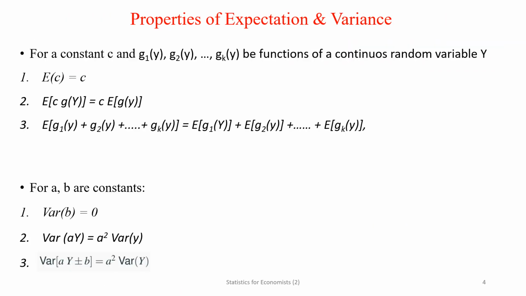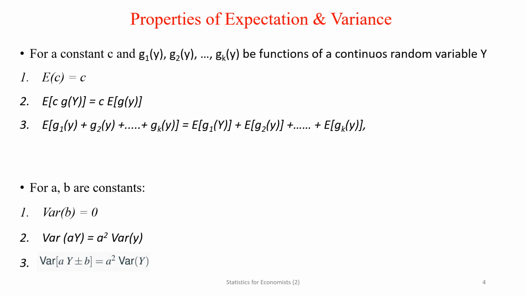The properties of expectation and variance in the case of continuous variables are the same as the properties in the case of discrete random variables. Here, for a constant c, and g1 of y, g2 of y till gk of y being functions of the continuous random variable y, what's the expected value of a constant c? Yes, it's c itself. What's the expected value of c times a certain function g of y? Let's move c outside the expectation, and write it as c times the expected value of g of y.